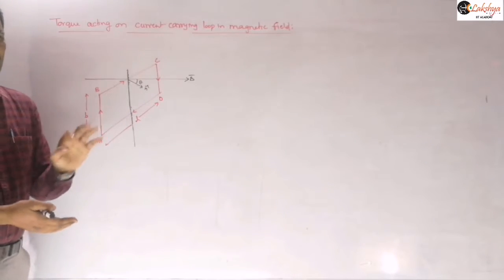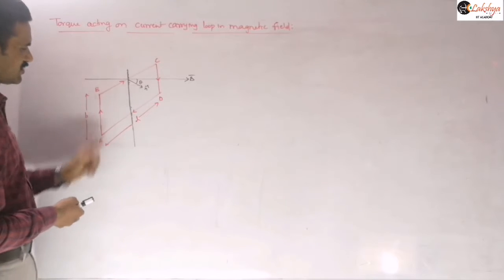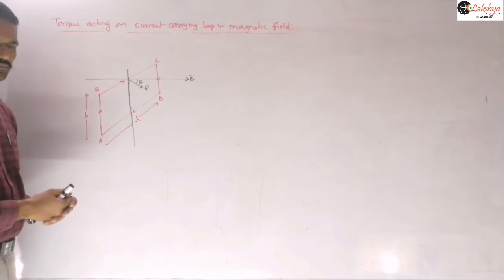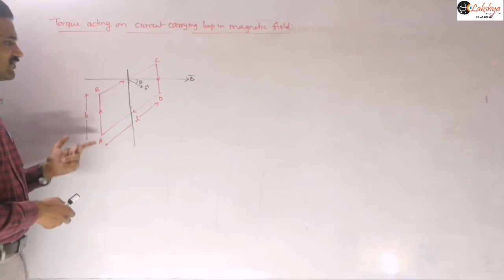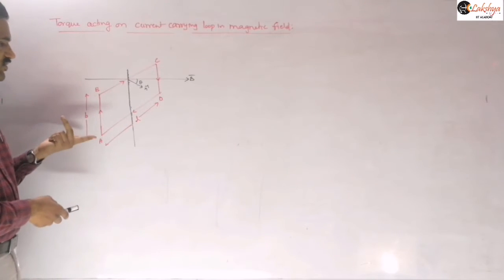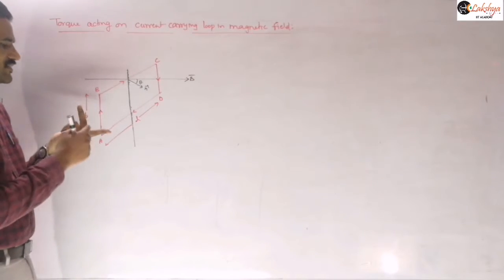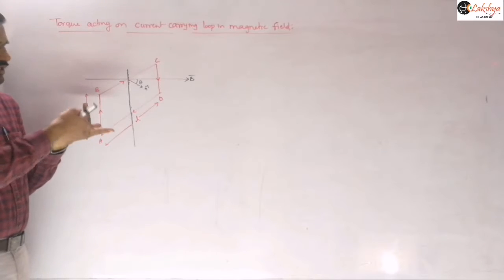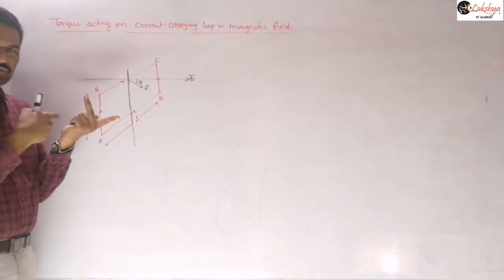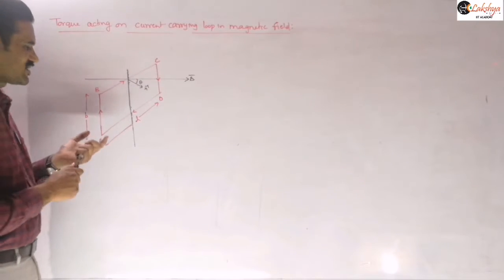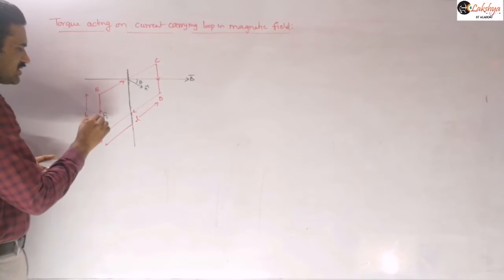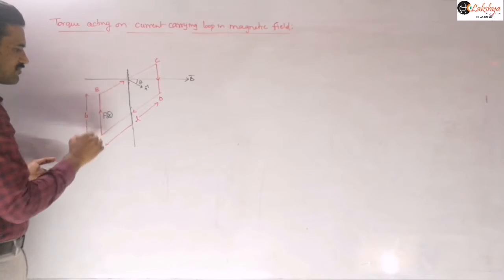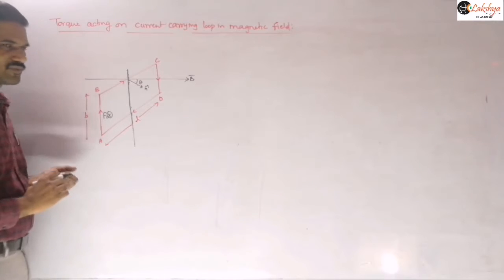So now let us identify the direction of the magnetic force acting on each side of this conductor. Suppose I am taking AB. Now for AB, the current is like this, and the field is making some angle here. So the field is along this direction, and the current is flowing upwards. Then the magnetic force will be inwards. So the magnetic force acting on AB, let us consider it F1, will be directed inwards.